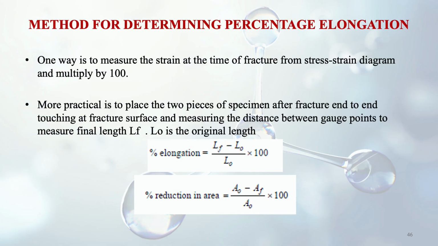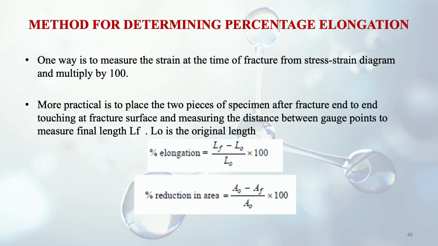What is that way? We take the fractured specimen, the two pieces that have come out after the main specimen has broken. We can match these two pieces end to end and measure with the help of some measuring device, whether vernier calipers or any other thing. We can measure the total length, so the total final length will come. Then we subtract from it the original length of the main specimen, divide by the original length and multiply by 100. It will give us the percentage elongation.